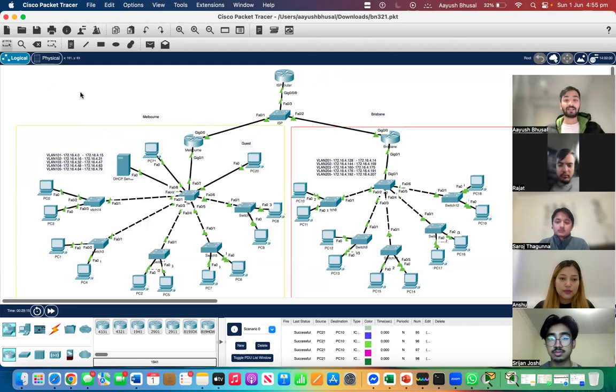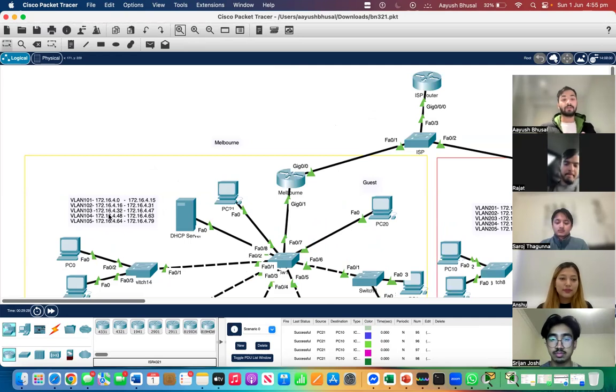We have introduced the VLSM technique to configure this network. It is a similar technique, but we have used VLSM in this Melbourne router and VLSM in this Brisbane router as well. Our group number is 4, so we had to use the 172.16.4.0 IP. Using the VLSM technique, we have used 172.16.4.0 to 172.16.4.15 within a gap of 16. That means we've got a subnet mask of /28.